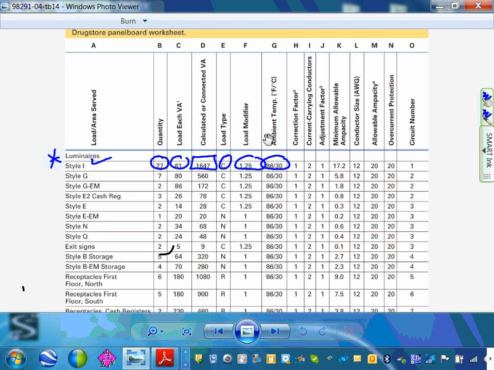Correction factor. Since the ambient temperature is 86, my correction factor here will be what? 1. Meaning, don't worry about it. Does that make sense? Let's say it was like 2 for the correction factor. What would you mean? It wouldn't be 2, it would be less than 1, like 0.9, 0.8. That's coming from the derating table based on temperature.